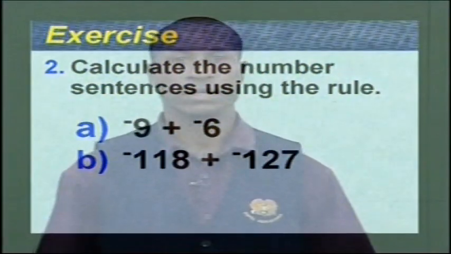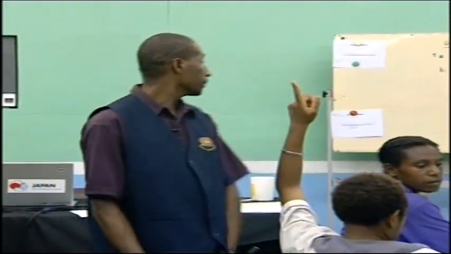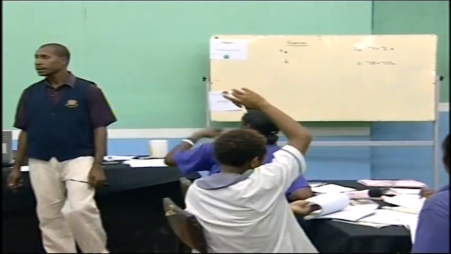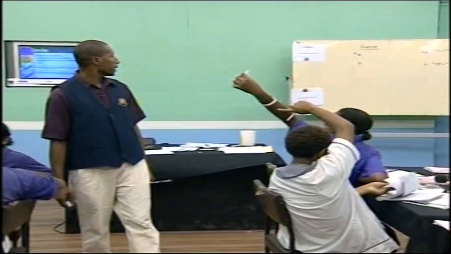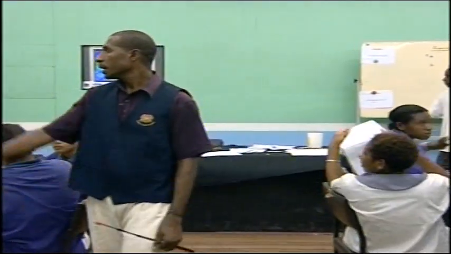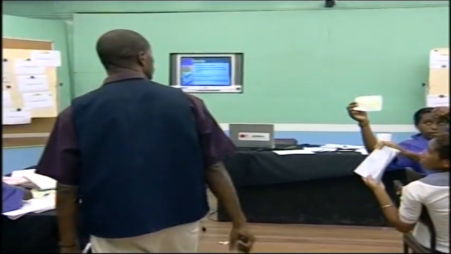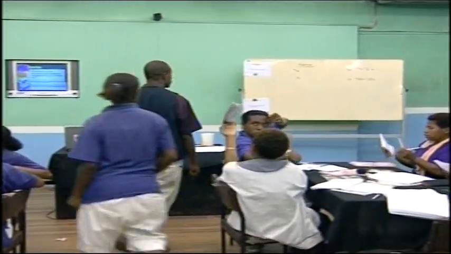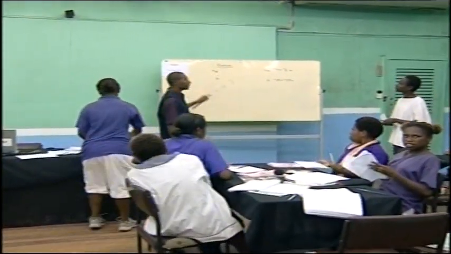Now, receiving students, we will correct the two exercises. I will have Shannon for 1A and our friend here for 1B, and Michaeline for 2A and John for 2B. Shannon, A.